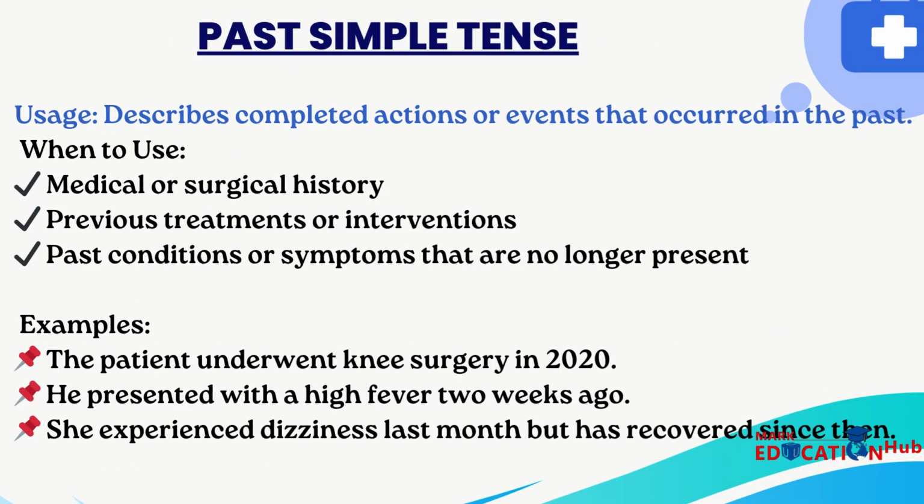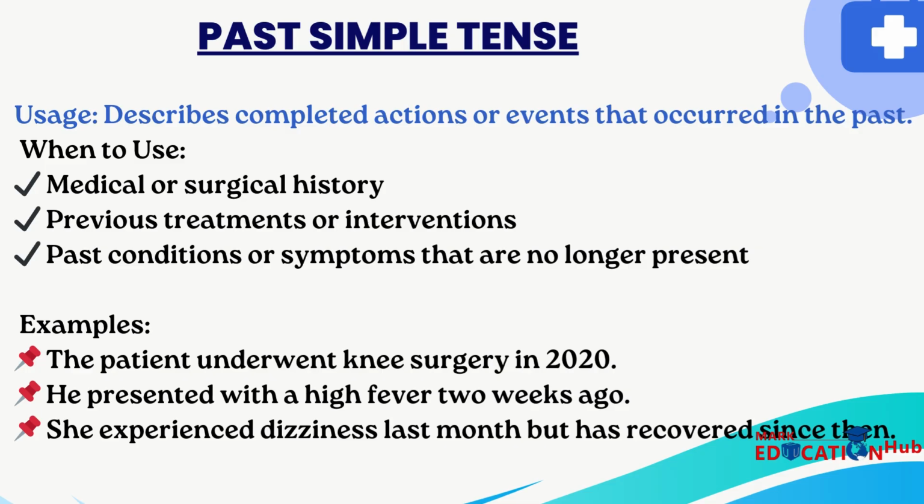picture. The past simple tense is essential in OET writing when describing events or actions that are completely in the past. It's commonly used to explain medical history, previous treatments, or past symptoms that have since resolved. For instance, "The patient underwent knee surgery in 2020," or "He presented with a high fever 2 weeks ago," clearly indicates that these events are no longer current. This tense helps set a clear timeline and provides the reader with important background information without confusing it with the patient's present condition.